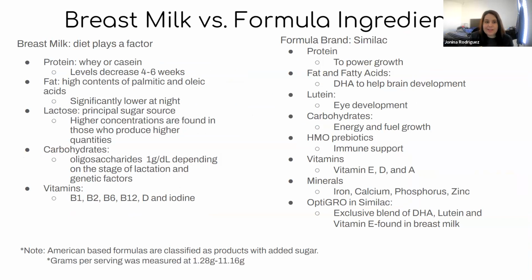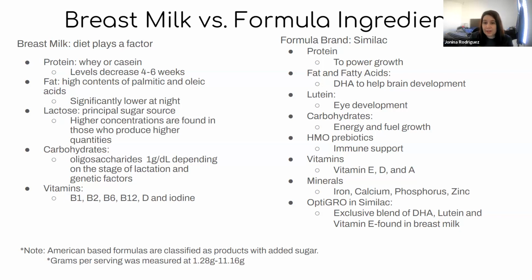In fat for breast milk, it does contain high palmitic and oleic acids, which studies have shown are significantly lower at night. So when mothers breastfeed at night, babies are getting less of that fat. Lactose is always in milk, so it's the principal sugar source, and there's more lactose found in the higher concentrations of those who produce higher quantities as they breastfeed. And of course, there are always those carbohydrates. You're going to have the oligosaccharides, depending on the stage of lactation and the genetic factors within the mother, and how they produce breast milk. And then our typical vitamins B1, B2, B6, B12, D, and iodine are just some of the ones that are in there.